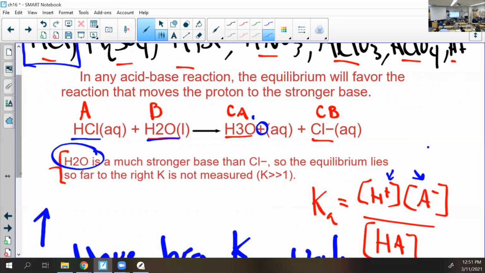If water wins, then we have a strong acid. Cl minus is the conjugate part. So water can separate those two here, hence why it's a stronger base. The proton will move towards the water. The H plus will move towards the water. But the charge of Cl minus is a lot higher than the dipole.